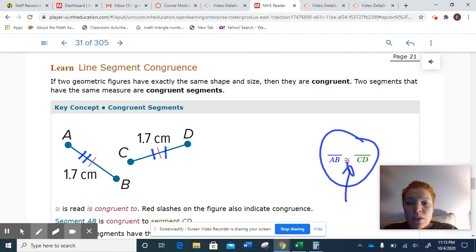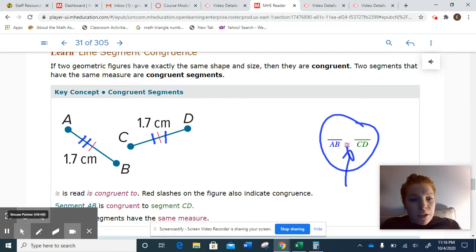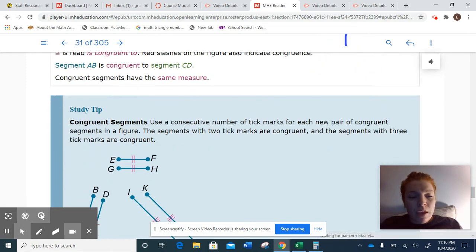It's an equal sign with what's called a tilde on top, like a little squiggly sign. That's what you would use to talk about a shape that is related to another shape as far as being equal. So we're going to go down here. They have the same measure.